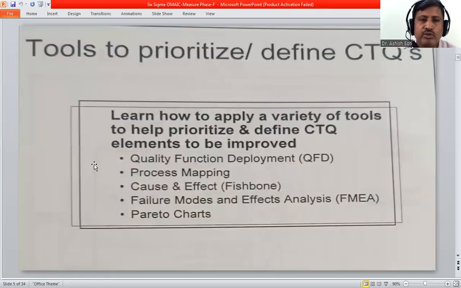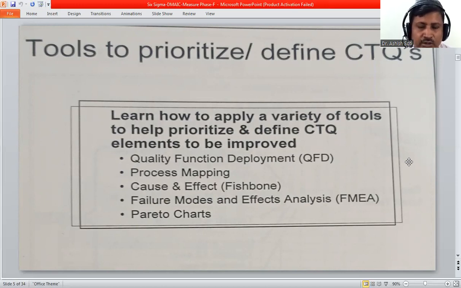Some of the tools to prioritize or define CTQ. There are some tools which we can use to prioritize CTQs. These tools are QFD, quality function deployment, process mapping, cause and effect diagram, failure mode effect analysis, and Pareto charts. These are the major tools which we use to prioritize which CTQ is to be selected.